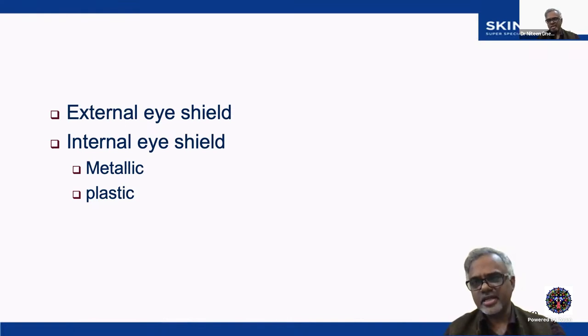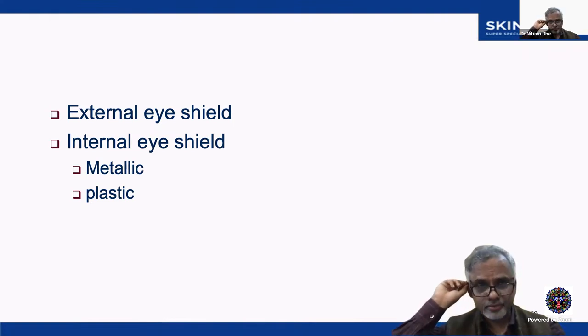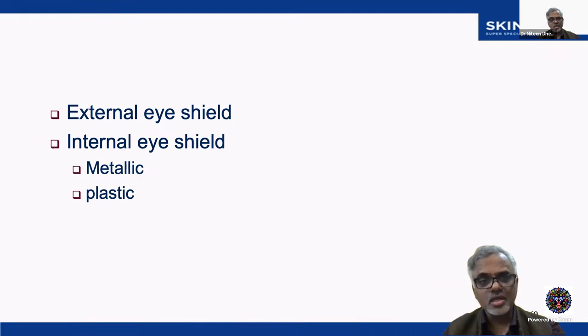They're metallic or plastic. If you're using anything like radio frequency or electrocautery around your eyes or on eyelids, use a plastic eye shield. Why? Because electrocautery and radio frequency are electric currents. You don't want metal around. But whenever you're using long pulse Nd:YAG lasers or any pigmentary laser, use a metallic one. Why? Because those are photons, not electric currents. So in all the thermal lasers, you use metallic. In all the electric currents and radio frequency, you use plastic.